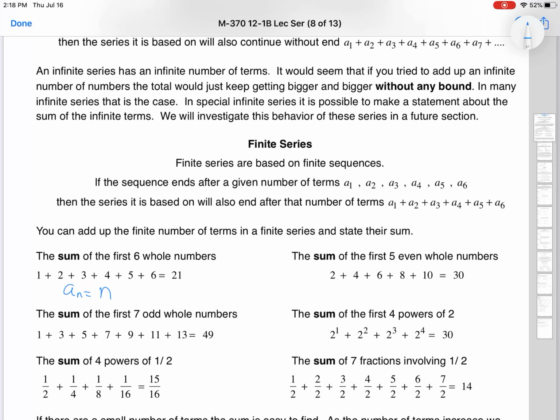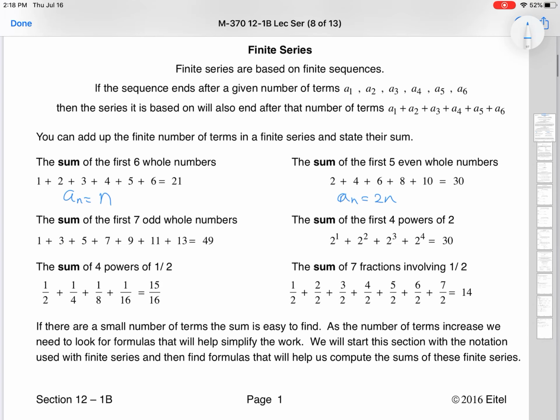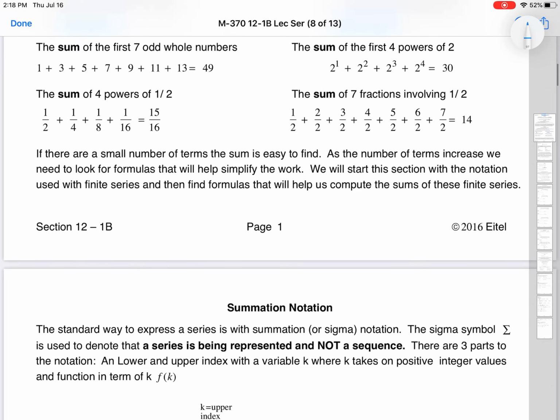The sum of the first 5 even whole numbers. So this would be this sequence an is equal to 2n, right? And so we would be adding that up from 1 to 5. Sum of the first 4 powers of 2 are there, and we get 30, right? So series are just sums.